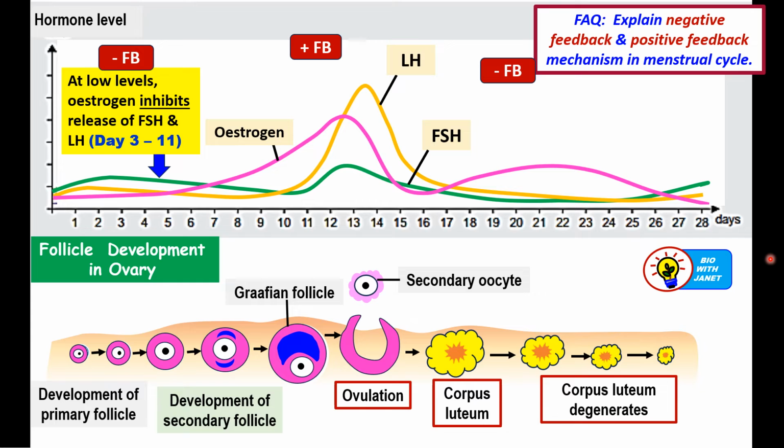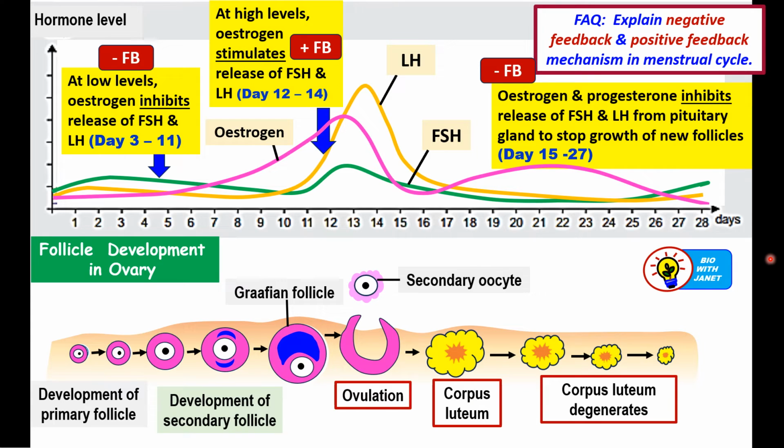So next we have positive feedback. From day 12 to day 14 here, you can see that suddenly the hormones all begin to rise, right? Starting with estrogen. So at higher levels of estrogen, the estrogen has the opposite effect now. It stimulates the release of FSH and LH from the pituitary gland, so much so that the FSH and LH will reach the maximum levels, because estrogen stimulates the release of FSH and LH at high levels of estrogen. Okay, so this is known as positive feedback, in that when the level of estrogen increases, the level of FSH and LH also increases.